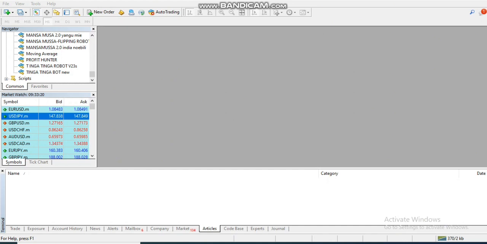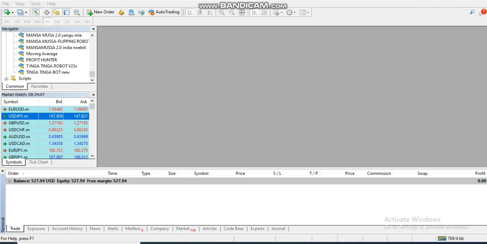And today we want to introduce for you a new robot called Profit Hunter robot. We have tested it many times, and now we are sure this robot is nice for us to work with, is good for us to work with. So we are going to start from scratch and see what is going to happen inside here.